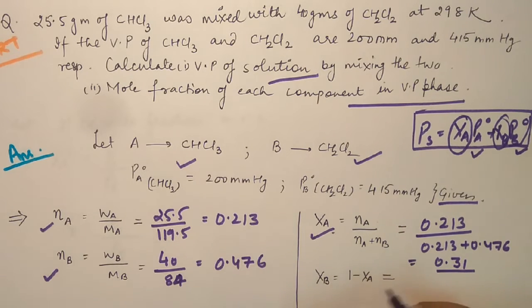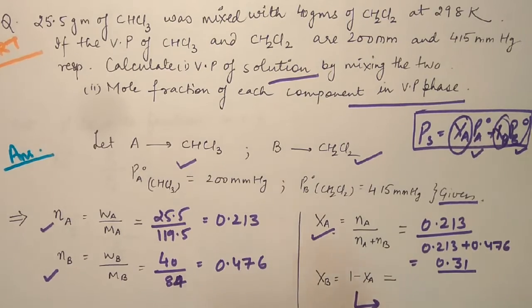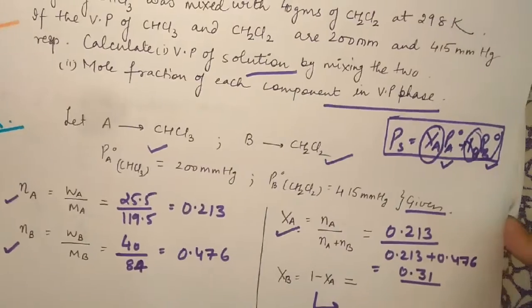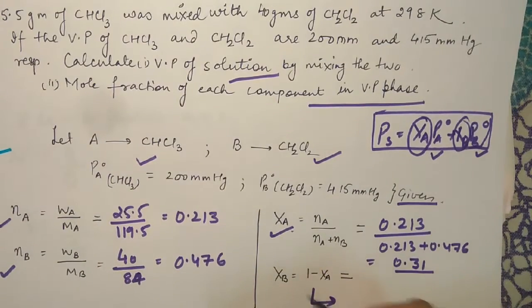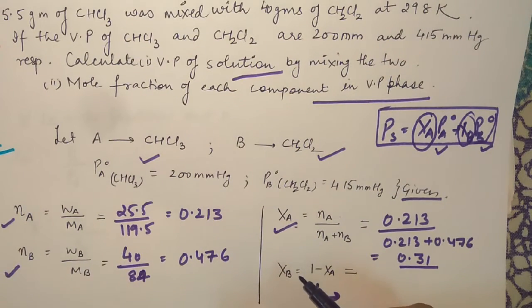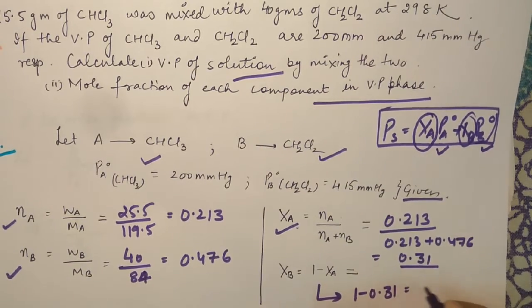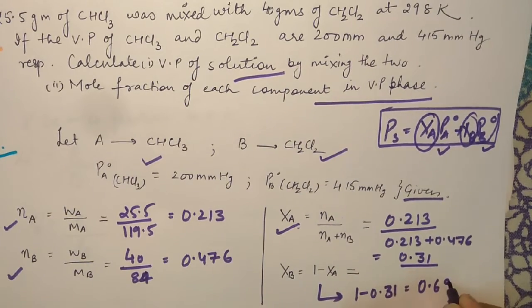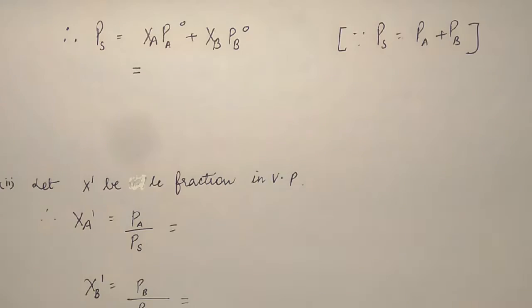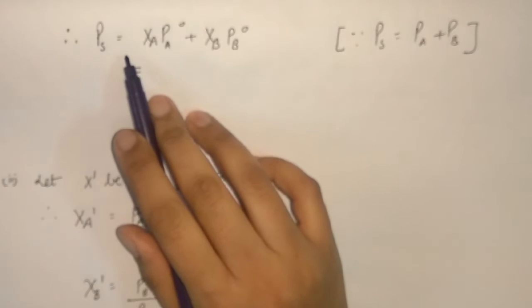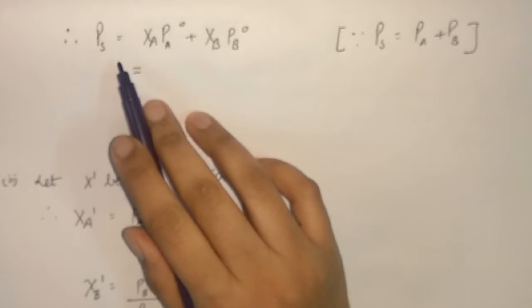And how can we calculate the mole fraction of B? We know that the sum of all the mole fractions is equal to 1. Yes or no? So if I have only two components, I can calculate the mole fraction of B. Just subtract XA from 1. So 1 minus 0.31 comes out to be 0.69. Yes or no?